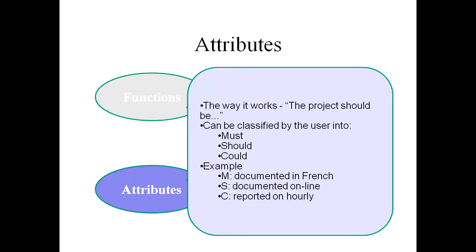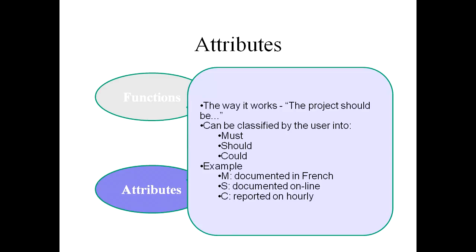Attributes are dimensions that describe how the project does what it does, as opposed to what it does. They can be classified by the user into 3 main categories, typically described as must, should, and could. Must means something that is very important to the user and is key to the success of the project. If the project is being conducted for a French company, then a must attribute might be to generate project reports in French. Should means something that is important to the user, but not key to the success of the project. It might be useful to have project reports available online, but not essential.